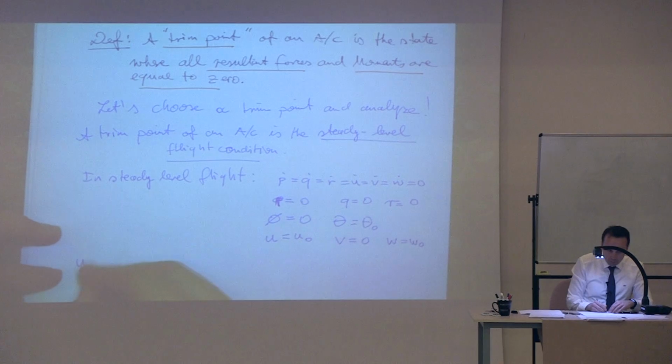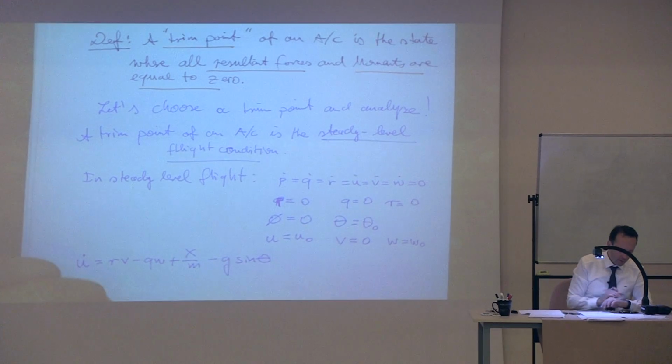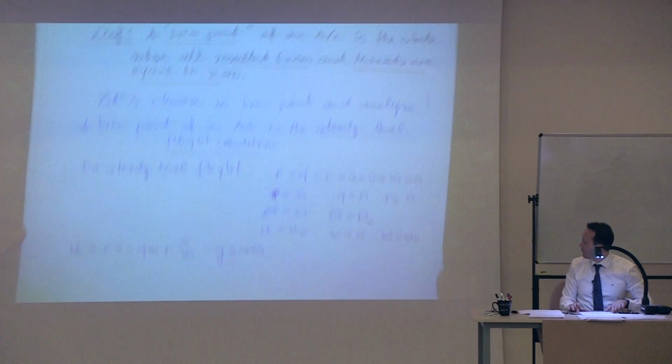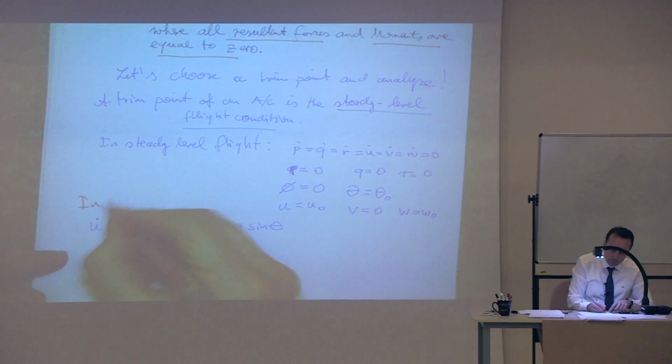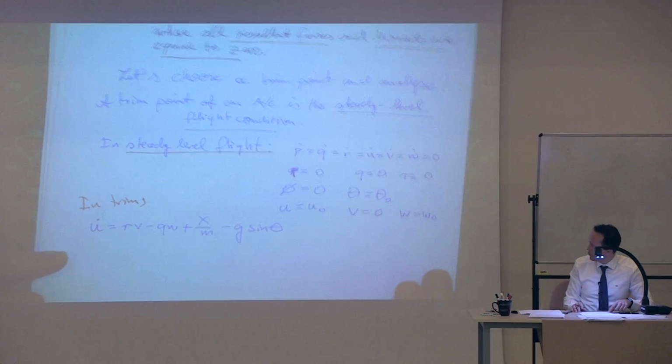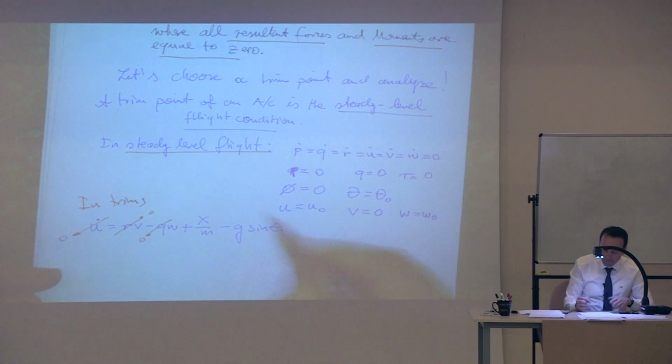Look at u dot is equal to RV minus QW plus x divided by m minus g sine theta. First equation here that we found. So in steady level flight trim, of course, this is 0. R is 0, Q is 0. And we have this thing.